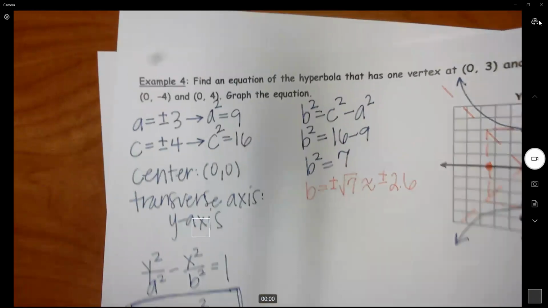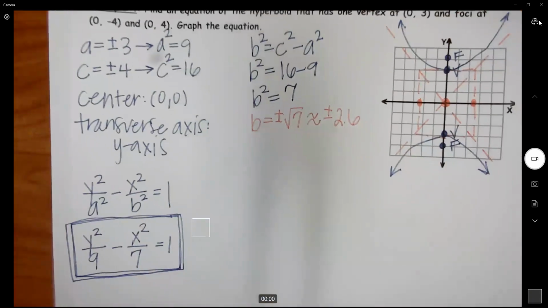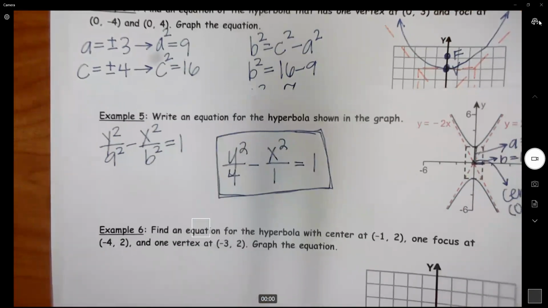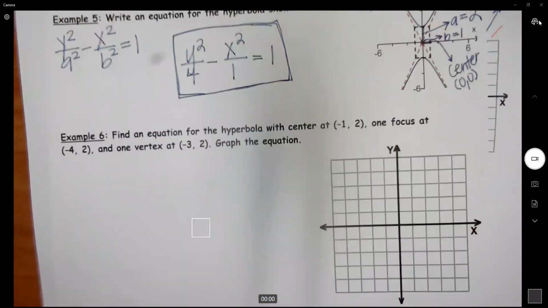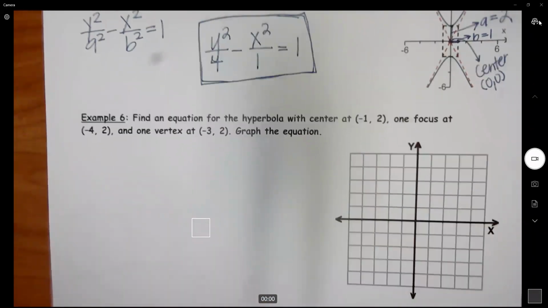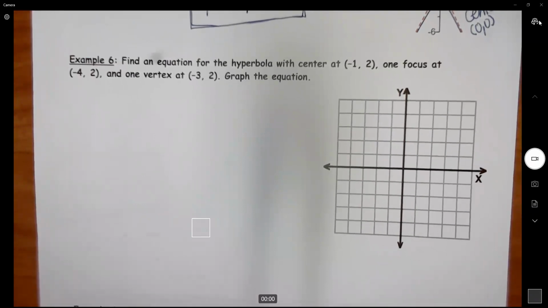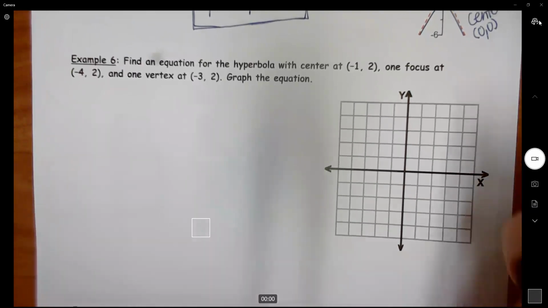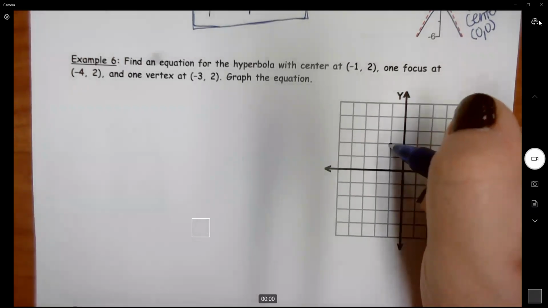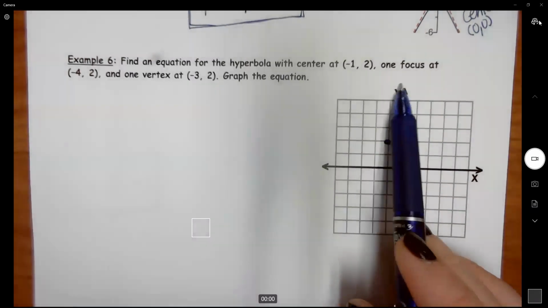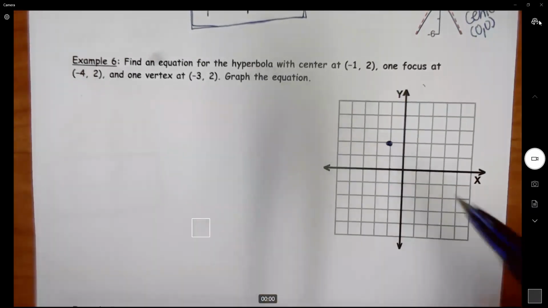We only really have one example of this. And here's my sheet. We've already done example 5 in the last video because it was still centered at 0, 0. So I kind of added that on. So this one: find the equation of the hyperbola centered at (-1, 2), one focus at (-4, 2), and one vertex at (-3, 2). So let's plot those points. We have the center at (-1, 2). One of my foci is at (-4, 2).